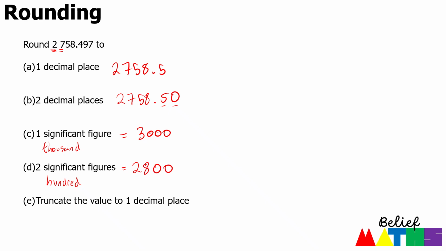Finally, we've got truncating, and truncating isn't asked very often, but it is worth being aware of. To truncate just means to cut. So we just go and we just cut that number. It doesn't matter whether it's a 9, whether it's a 2, whether it's a 5. We're just going to cut off that number and just go from there. So we get 2,758.4. We don't worry about rounding, we just cut it off, and that's what they mean by truncating.